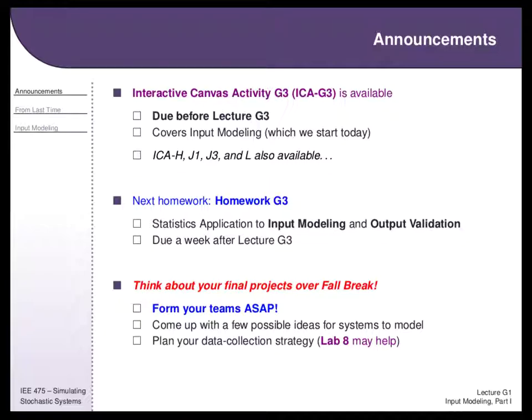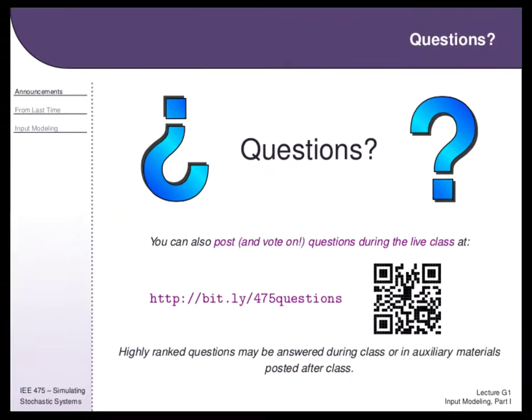The next homework: there's only this homework and one more. This is homework G3, and it's already available. I'll get the next one out soon with the next edits to it. It is due a week after G3, but this is G1. Given that there's going to be the midterm retake, then G2, then G3, there's a decent amount of time until this is due. Over fall break, think about your teams, your final projects, and what systems you would like to model. Any other questions before I move on to new stuff?